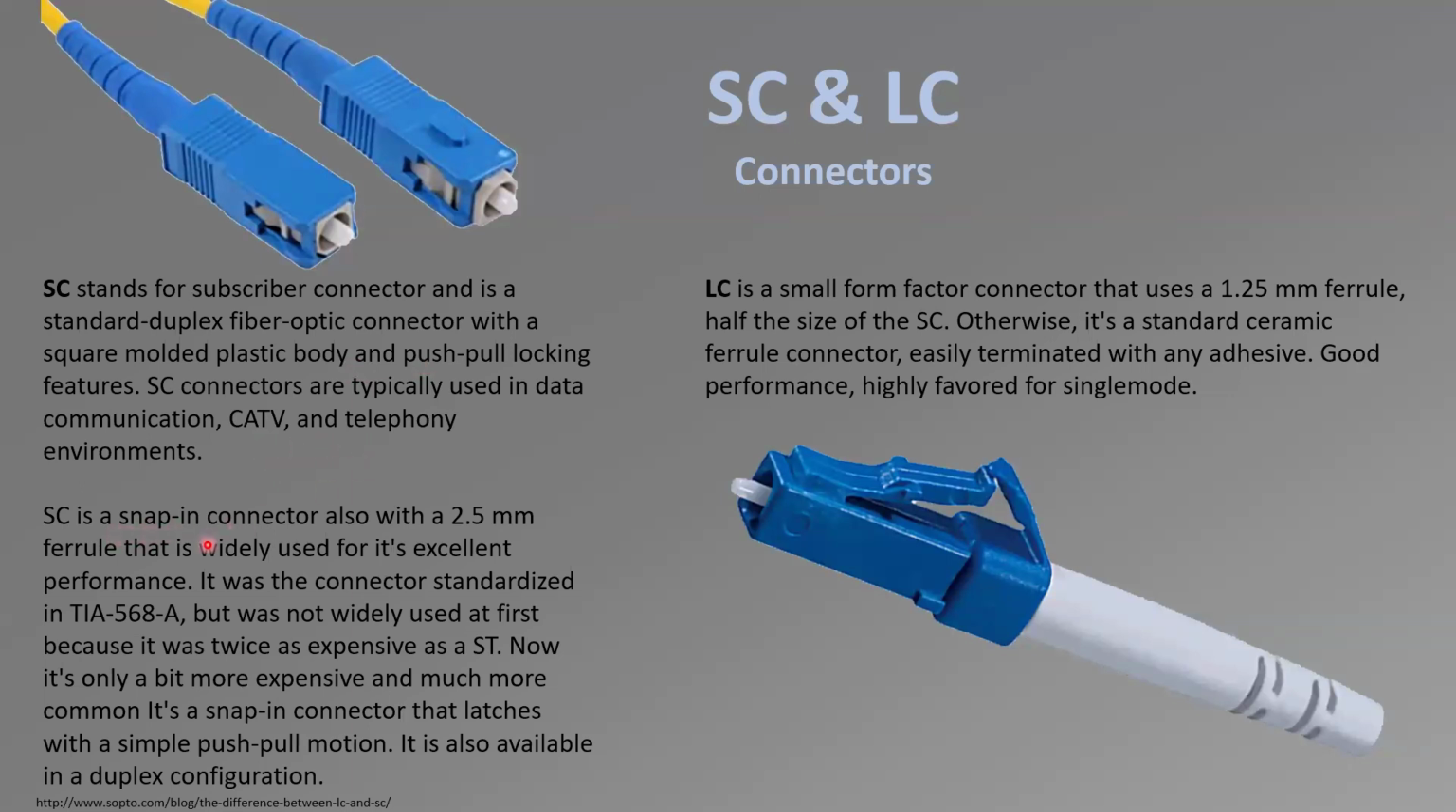SC is a snap-on or snap-in connector, also with a 2.5 millimeter ferrule. That's the ferrule that goes from front to the back, and that's where the mechanical splice happens when you enter with the fiber optic strand, and you're butting it against the other side of the ferrule. So the ferrule goes like that. So now it's on.